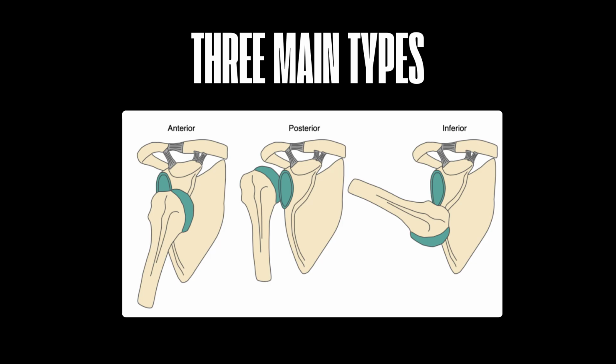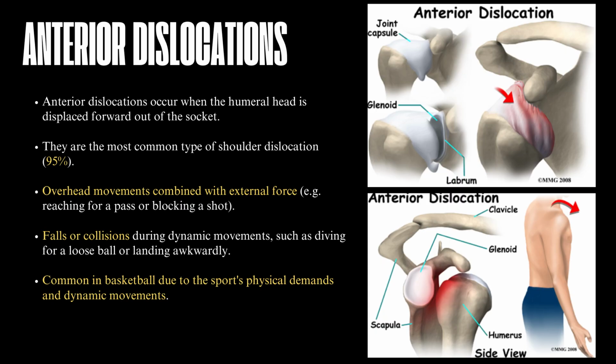The most common, accounting for 95% of cases, is an anterior dislocation, where the humeral head is displaced forward out of the socket. This usually occurs when the arm is abducted, moved away from the body, and externally rotated outward, often as a result of trauma, like a fall or direct impact.